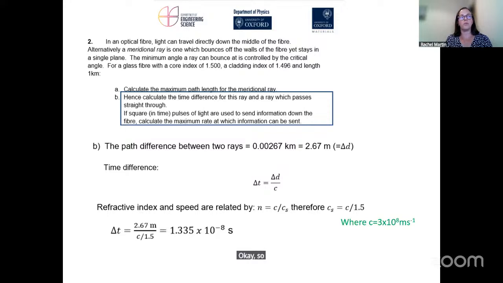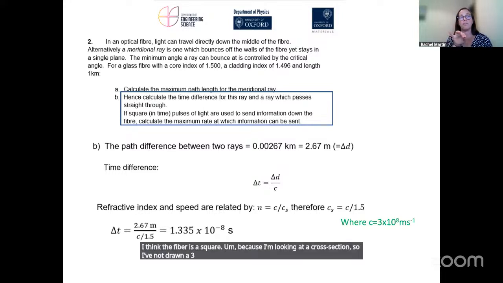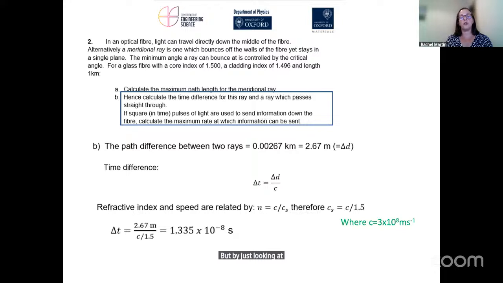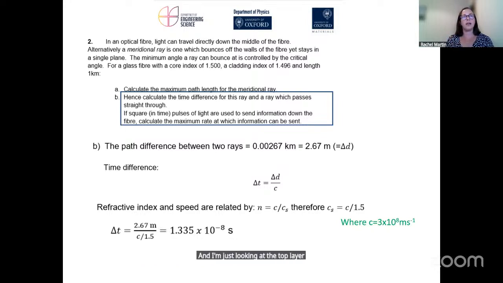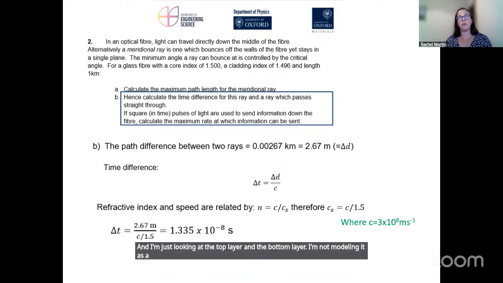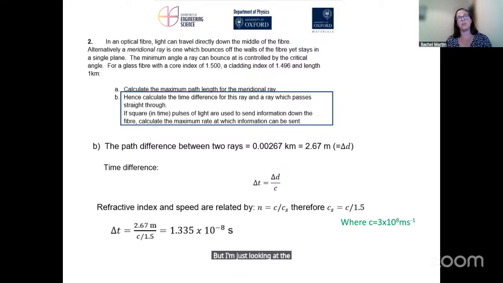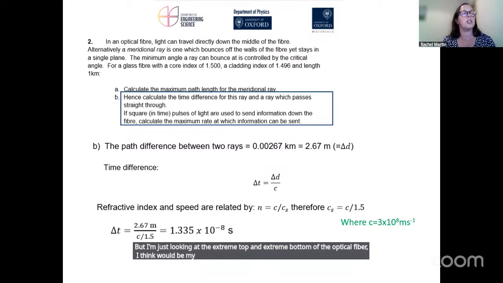Okay, so I got a good question from Evie about whether I'm looking at the fiber as a square, because I'm looking at a cross section. I've not drawn a 3D diagram. And Evie's saying they're actually circular in the middle. But we're just looking at the top and bottom surface of the optical fiber. If I drew it as a cross section, imagine cutting it down the middle and just looking at the top layer and the bottom layer. I'm not modeling it as a circular optical fiber right now. I can also have optical fibers of different shapes, but I'm just looking at the extreme top and extreme bottom of the optical fiber, which I think would be my best explanation there.